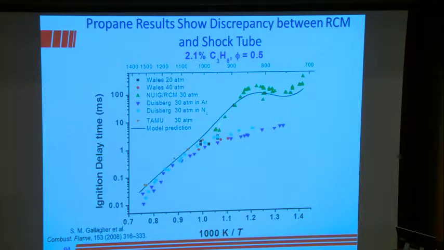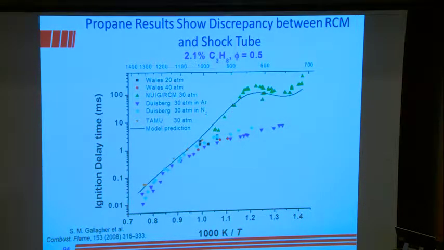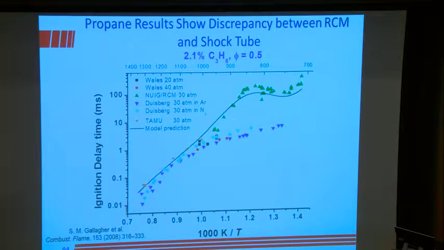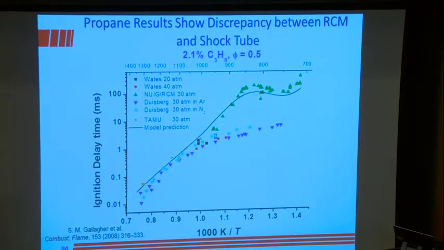And you can see that the model actually follows, not perfectly, but it follows the RCM data much more closely than it does the shock tube data, right? So it seems to suggest that, and it certainly suggested to me that the RCM data were a lot more correct than the shock tube data.